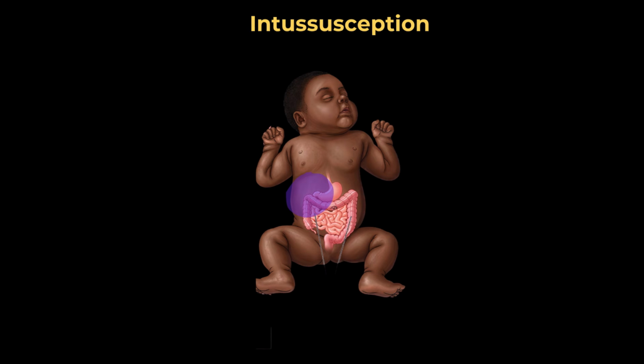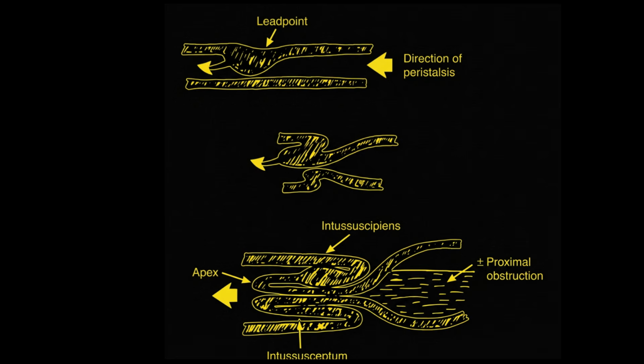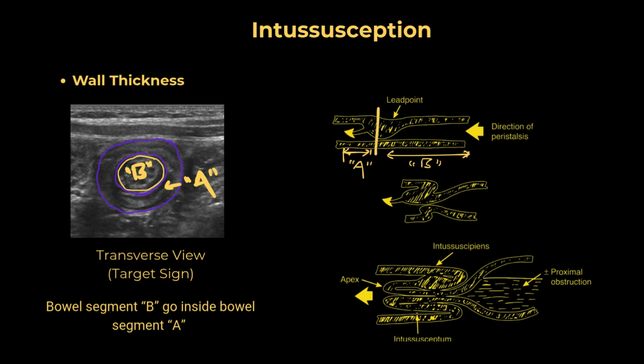Place your probe on the right upper quadrant to look for any mass-like lesion. The bowel wall looks very thick and layered. It shows a wall within a wall appearance. This represents one part of the bowel telescoping into another. In the transverse view, you will see the target or donut sign.